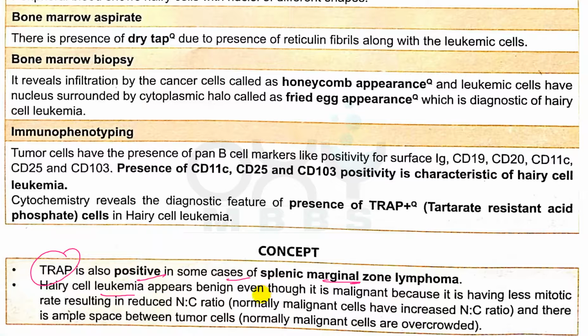Hairy cell leukemia appears benign even though it is malignant because it has a low mitotic rate, resulting in a reduced nucleus to cytoplasmic ratio, while in normal malignant cells the nucleus to cytoplasmic ratio is very high. That is why it appears like a benign tumor. And in hairy cell leukemia, there is a space present between the tumor cells, while in other malignant cells the cells are overcrowded.